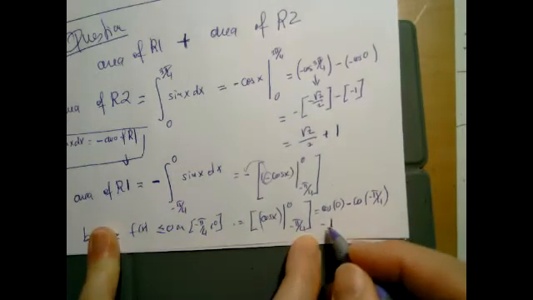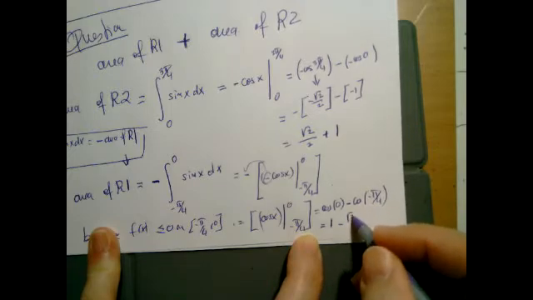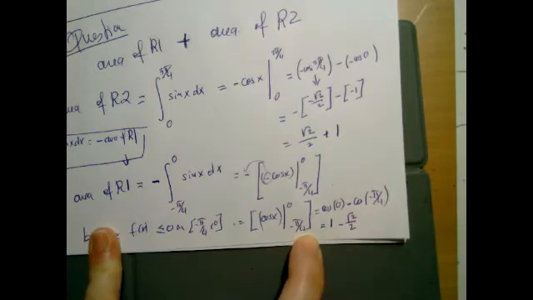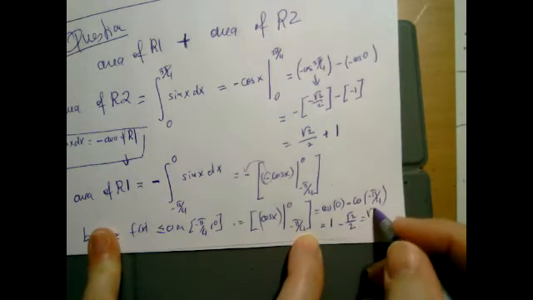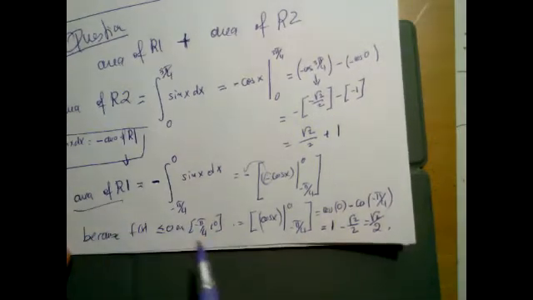Cosine of 0 is 1. Cosine of minus pi over 4 is the square root of 2 over 2. This will give me the square root of 2 over 2. That's the area of R1. The area of R1 is minus the integral.